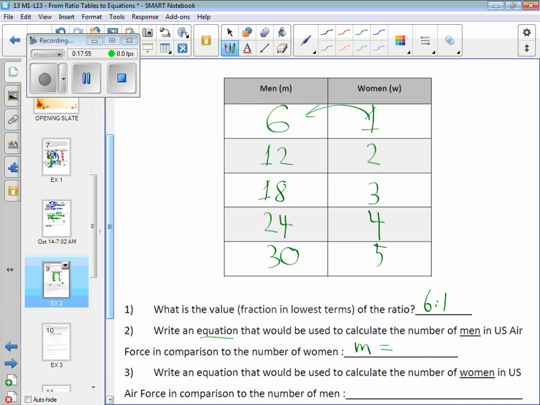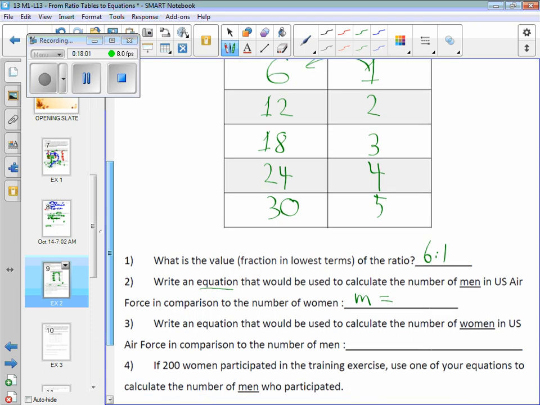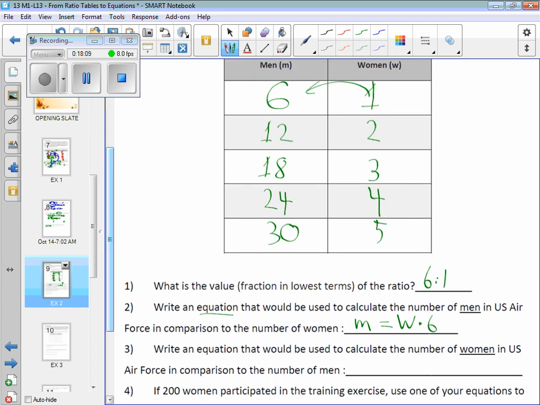What's the variable for women? The letter for women. Okay, so you just told me I've got to multiply my women times 6, right? Let's see if it works. Give me a value for W. 3. I'm going to substitute it in. What's 3 times 6? Looks like it's going to work, but let's double check. Give me another value for W. 2. Okay. What's 2 times 6? Equation is good.